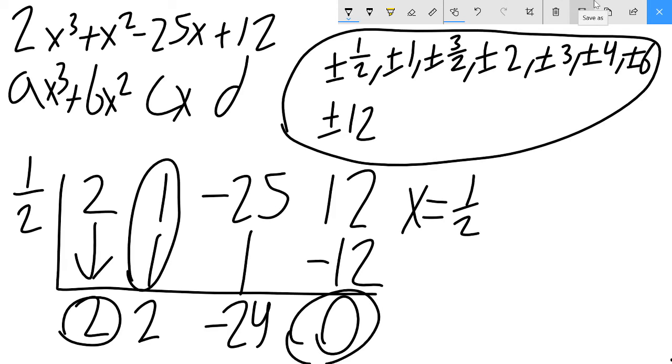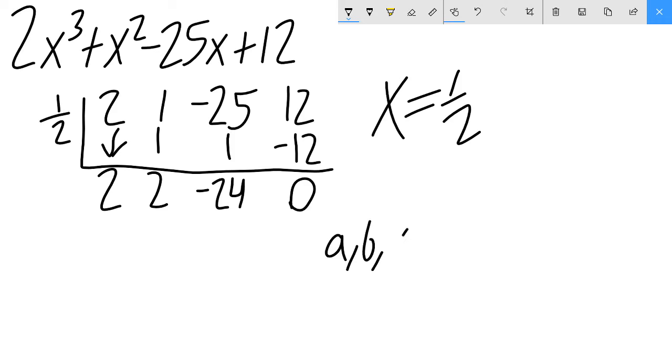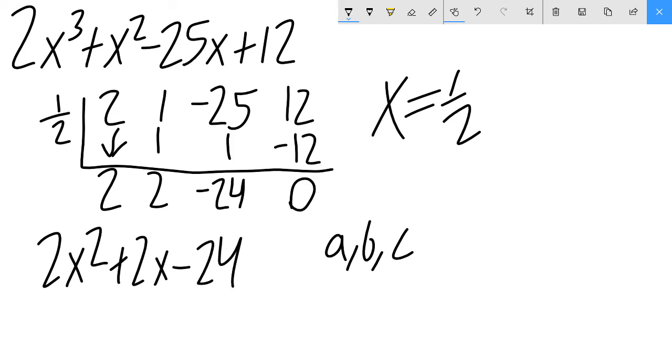So now that we know that x is equal to 1/2, we can find out the other values of x by using some of the answers we got from synthetic division and turning it into a quadratic equation. So we know that x equals 1/2. And then by substituting the three numbers 2, 2, and negative 24 into the coefficients a, b, and c, we can get the quadratic 2x squared plus 2x minus 24. Then if we factor this quadratic, we get 2 times x minus 3 times x plus 4.